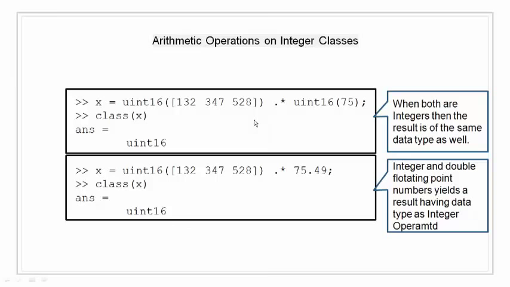In the second case, one of the operands is an integer, but the other operand is some other data type such as double, single, or character. In this case, the result will again always be an integer data type. So when an integer is operated with another type such as double, single, or character, the output we get is an integer data type.